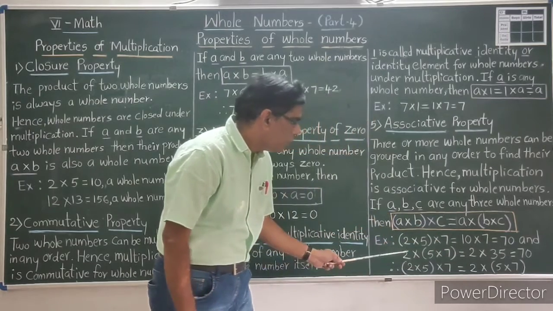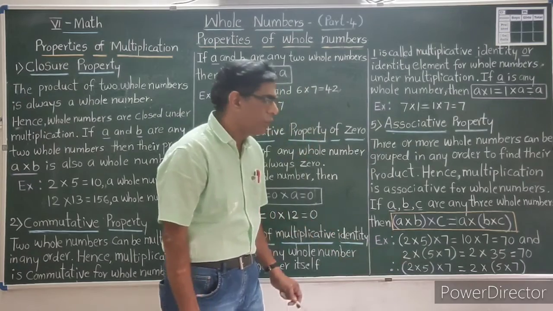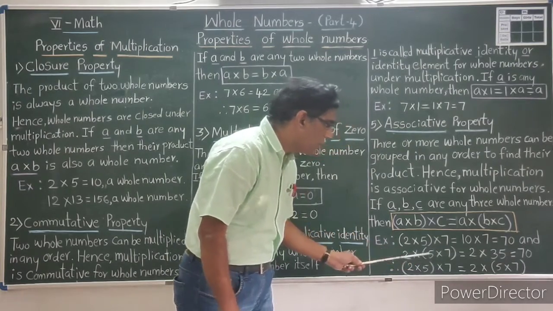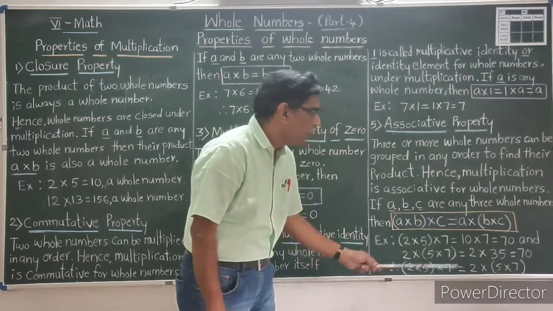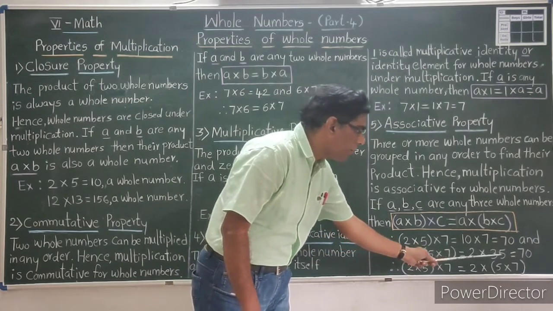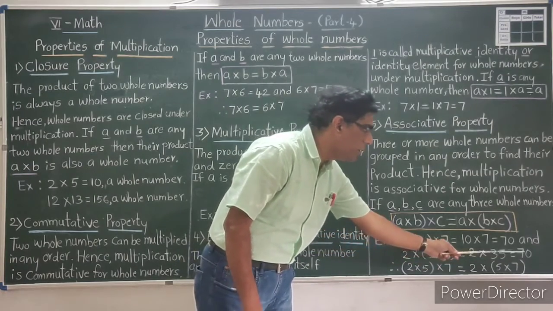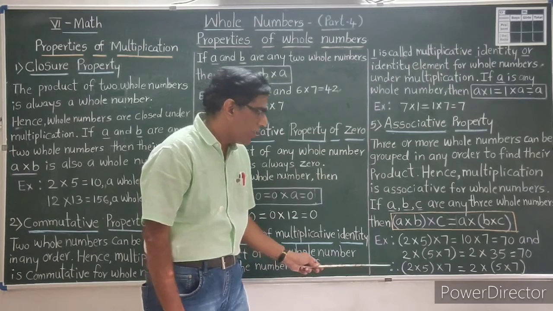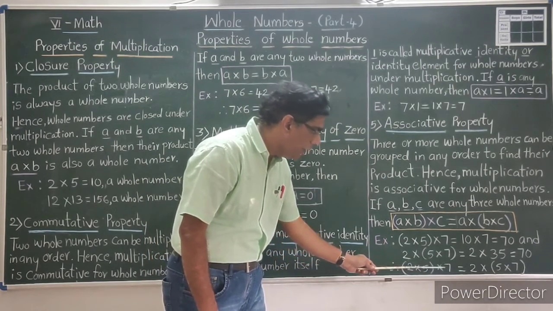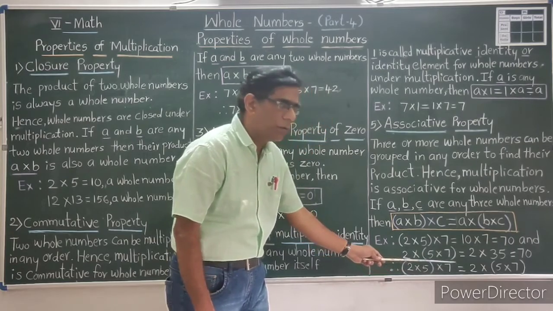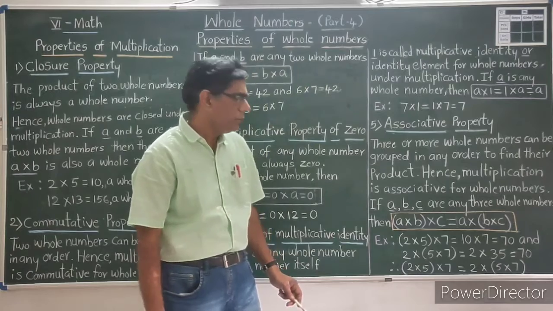And 2 into (5 into 7) is equal to 2 into 5 sevens are 35. 2 into 35 is equal to 70. Therefore, (2 into 5) into 7 is equal to 2 into (5 into 7).